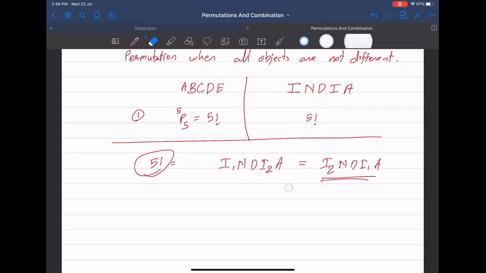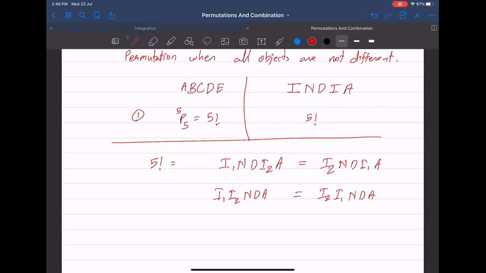So in every arrangement of I1 and I2, I will exactly have its image. For example, if I arrange I1, I2, D, A, it would be the same thing as I2, I1, D, A. So in 5 factorial, exactly how many things are doubled? Exactly half of the things are doubled. Everything has an image. So in the arrangement of the letters of the word INDIA, my answer is not 5 factorial. It's going to be 5 factorial by 2.